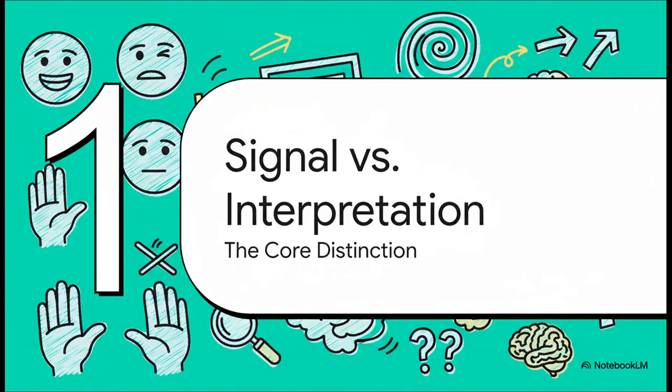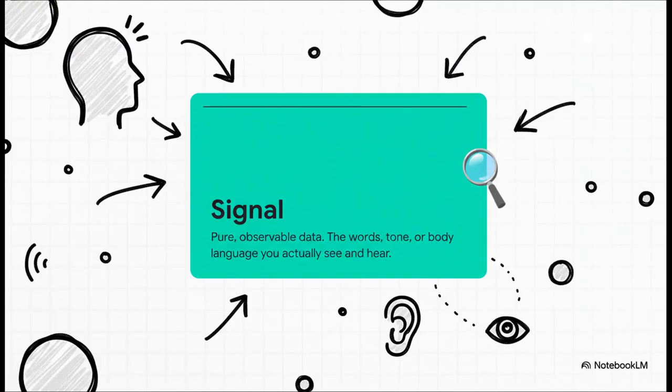And that right there brings us to the single most important idea in this entire thing. Seriously, if you only remember one thing today, make it this: the huge difference between a signal and an interpretation. Because trust me, getting this right, it changes absolutely everything. So let's break that down.